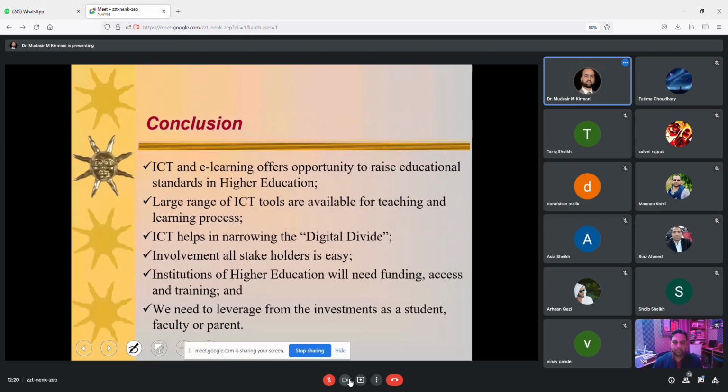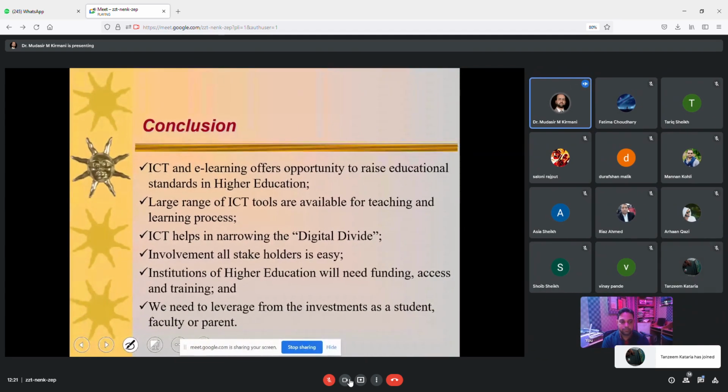Now, in conclusion, technology and e-learning offer an opportunity to raise educational standards in higher education. ICT is a very good tool to learn, relearn, and unlearn. It helps us in reducing the digital divide. It helps us in getting connected to the stakeholders of this education system, be it parents, guardians, whatever. But we need good funding for that. Therefore, you need to find resources so that we can make it more affordable and accessible.